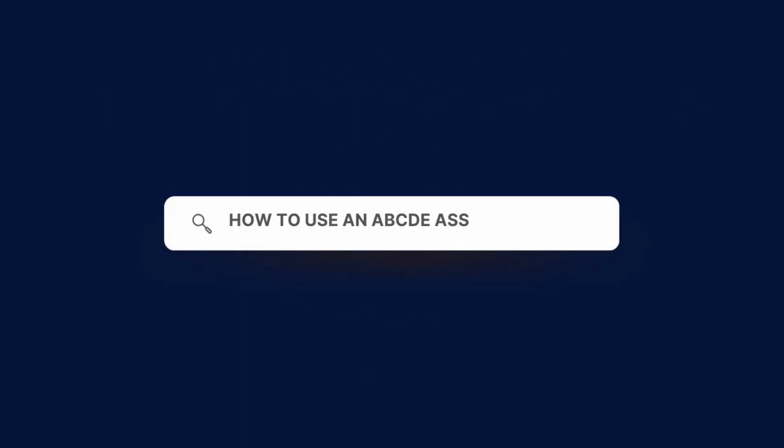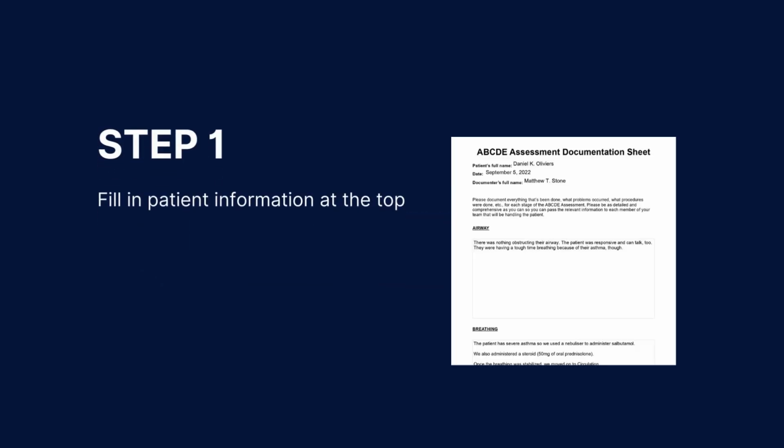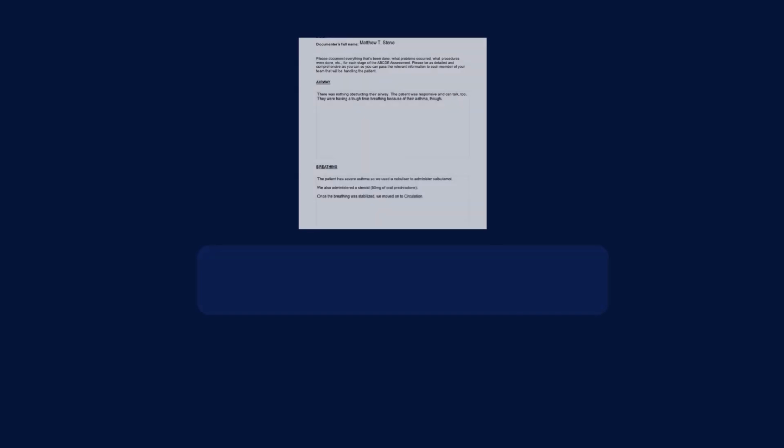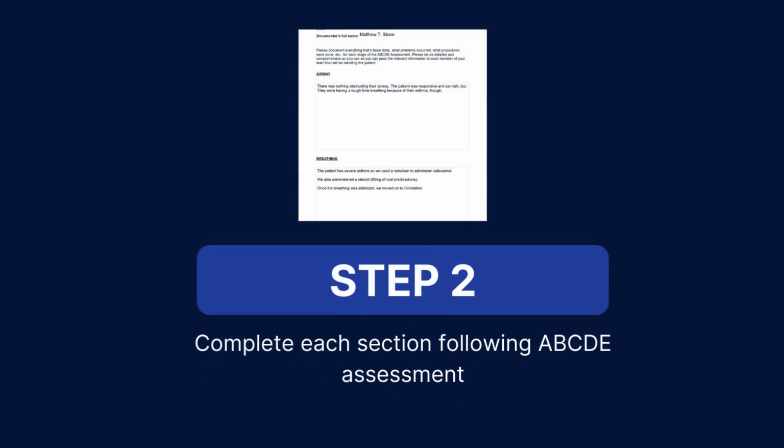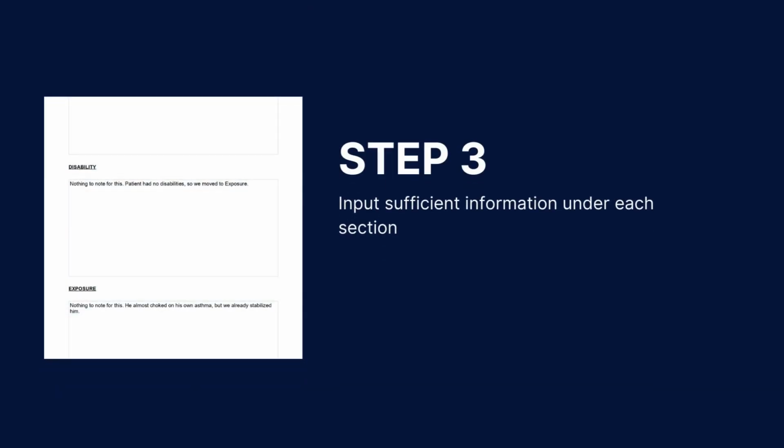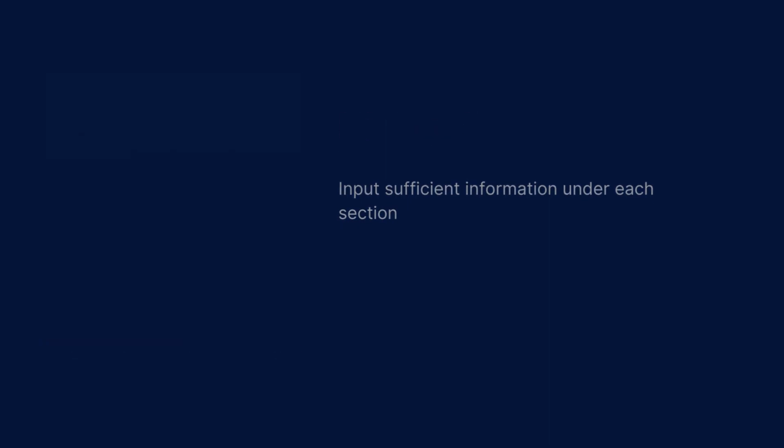Here's how to use an ABCDE assessment. The first step is to fill in the patient information at the top. You'll then need to complete each section of the ABCDE assessment as described, making sure to include notes to improve for next time. Finally, input sufficient information under each section.